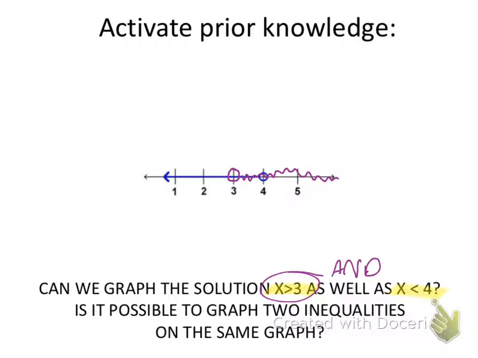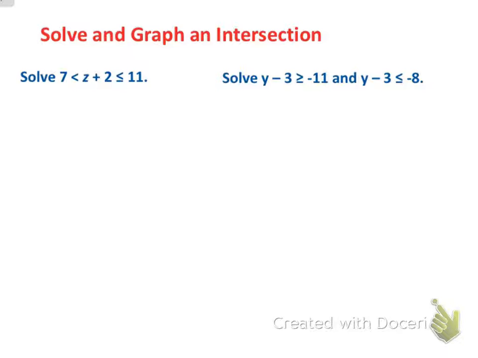If I wanted or, the solution would be infinite. Everything on that line is shaded. So if I have an or, it would be everything. So yes, it is possible to graph two inequalities on the same graph. And it gives us some really interesting data, especially when we pull in the and and the or.